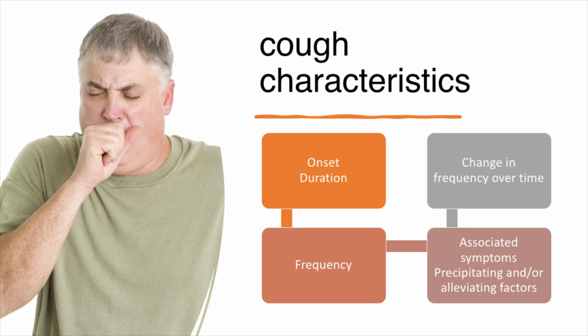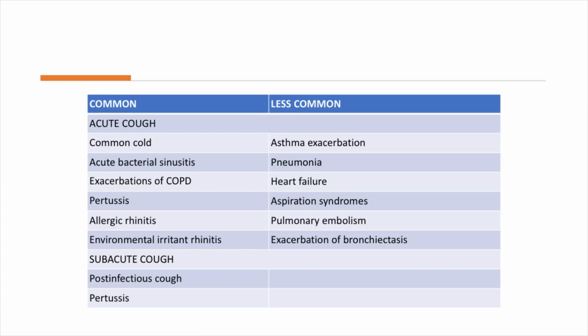Next come the common and uncommon causes of acute cough. The common causes include acute bacterial sinusitis, common cold, COPD exacerbations, pertussis, allergic rhinitis, environmental irritant rhinitis, and subacute cough, post-infectious cough, and pertussis. Less common causes are asthma exacerbations, pneumonia, heart failure, aspiration syndromes, pulmonary embolism, and exacerbation of bronchiectasis.